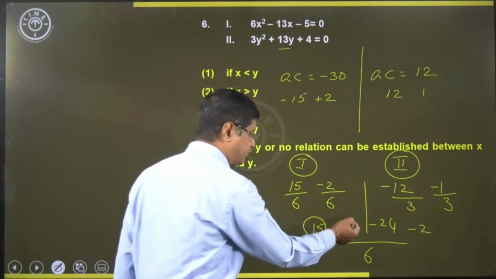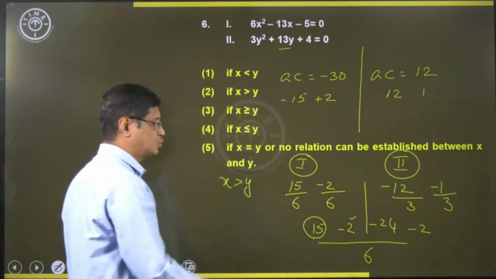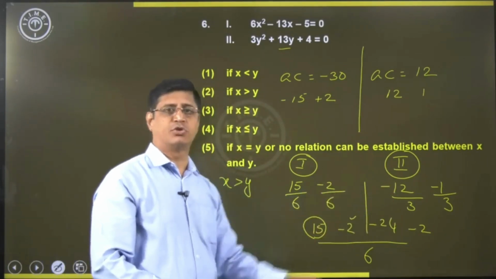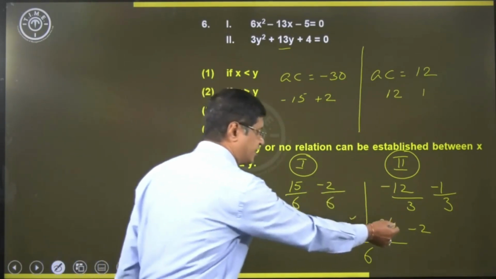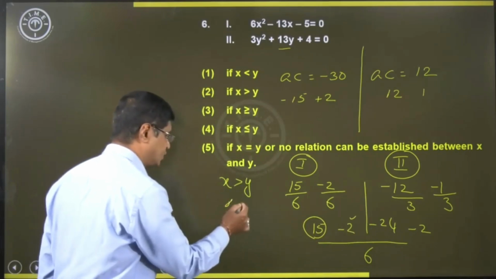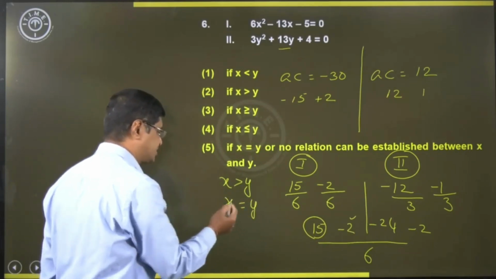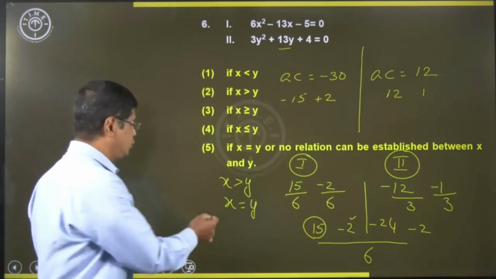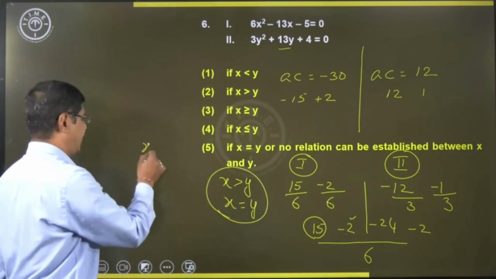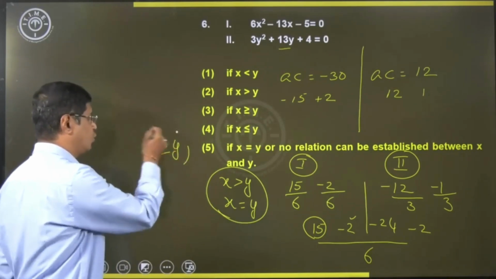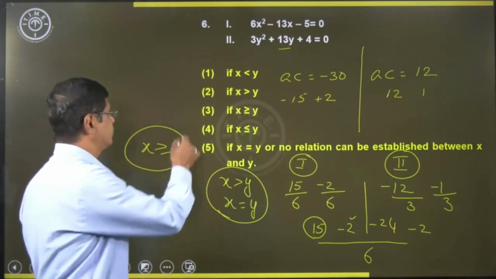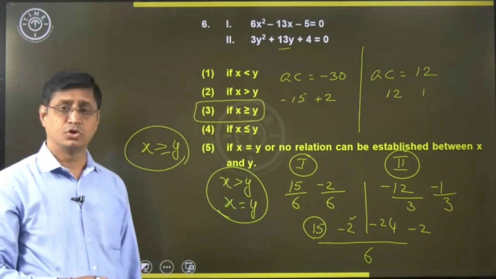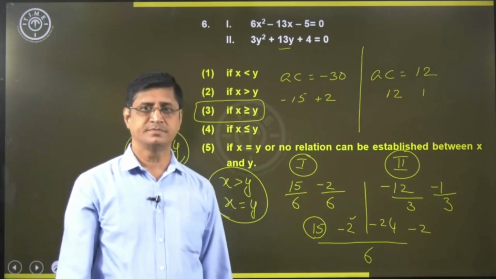Now look at the other root. Minus 2, both are equal. Minus 2 is greater than minus 24. One time it is greater, one time it is equal. So what is the conclusion? X greater than y, x equal to y. Combining these two, the result is x greater than or equal to y. The right choice is option number 3. The third choice is the answer for this question.